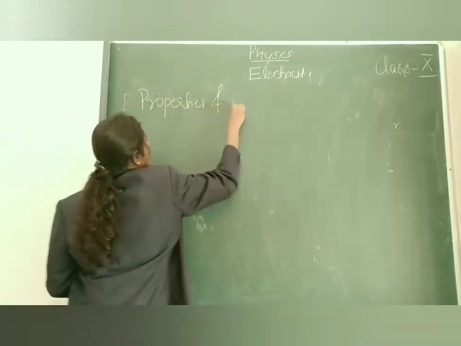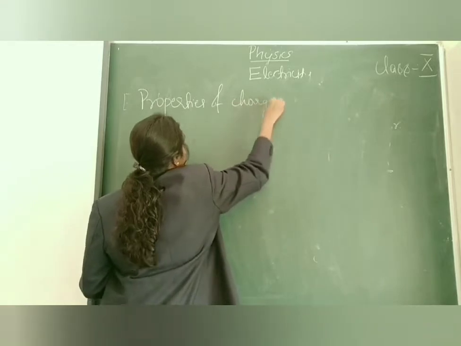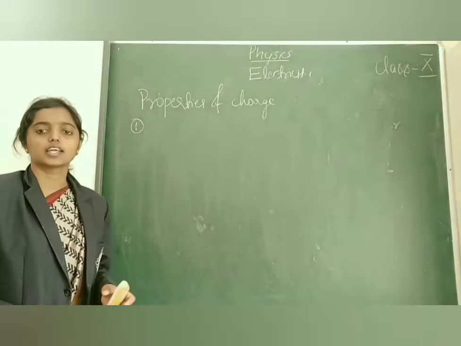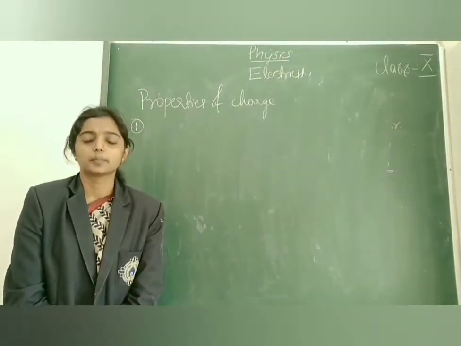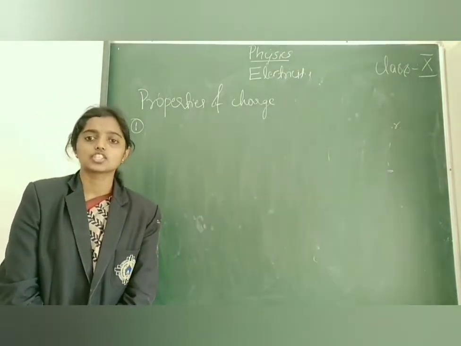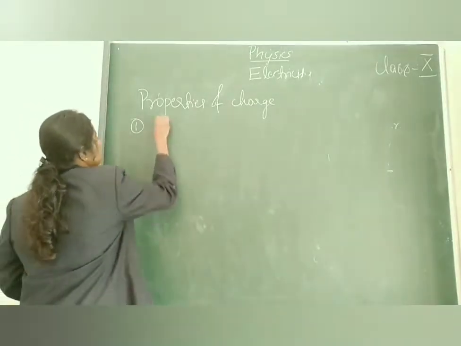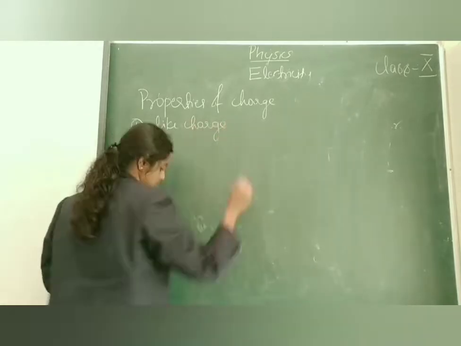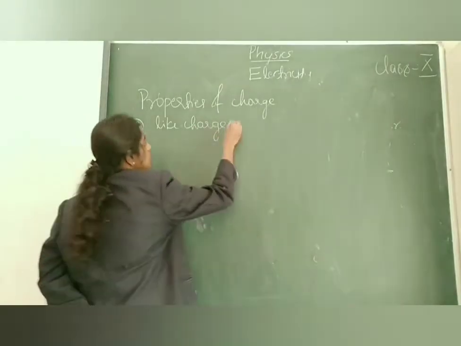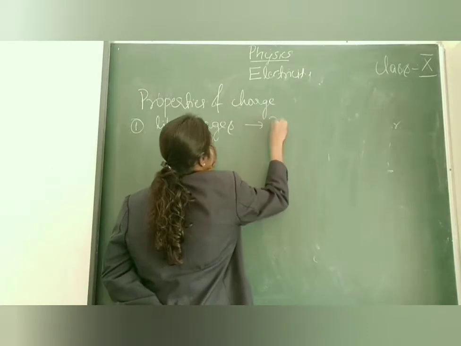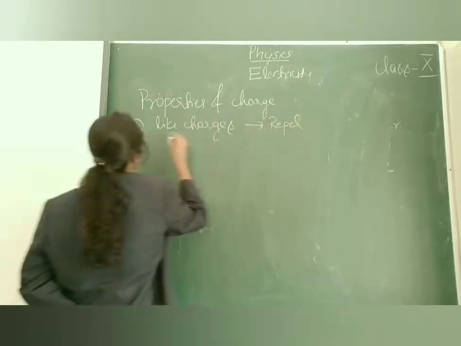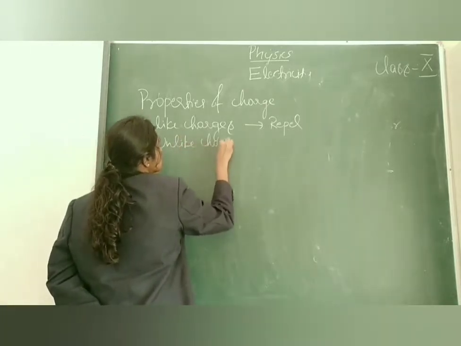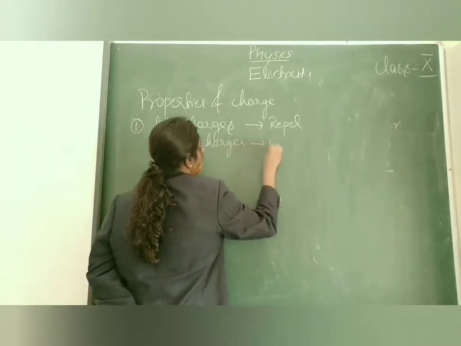Properties of charge. I won't write everything on the board, just listen. The first property we studied in the earlier class is like charges repel each other and unlike charges attract. Alright, like charges repel and unlike charges attract.